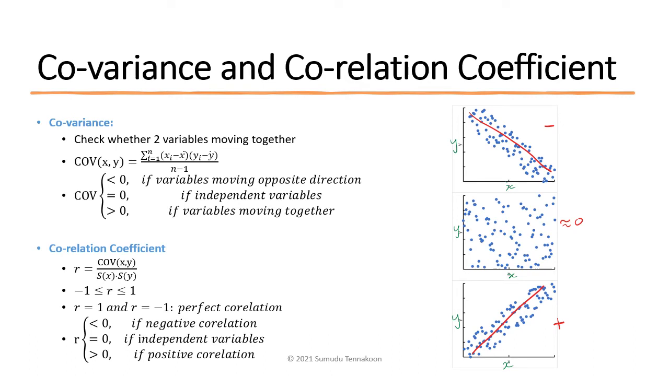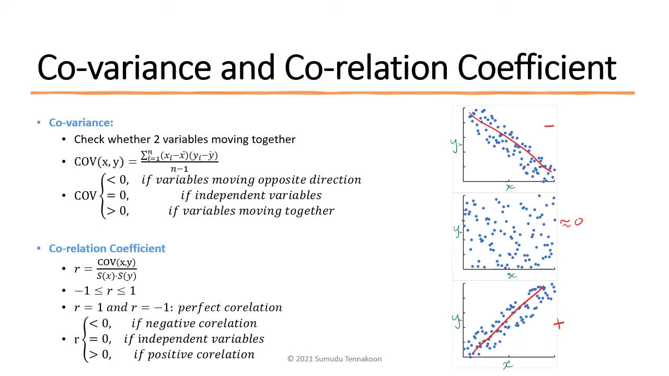If the correlation coefficient is negative, that indicates a negative correlation, where your two variables are moving in opposite directions. If the correlation coefficient is positive, we call it a positive correlation. If the correlation coefficient is zero, we say the two variables are independent.